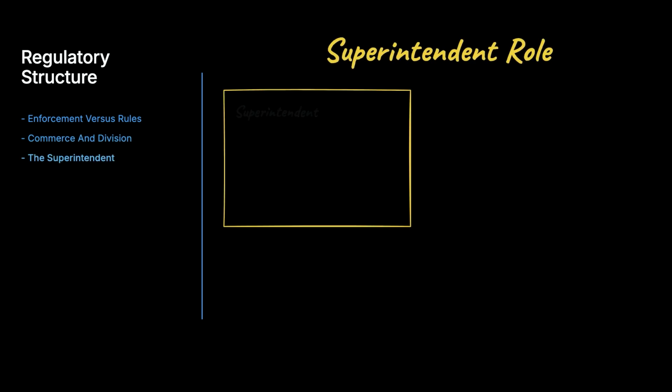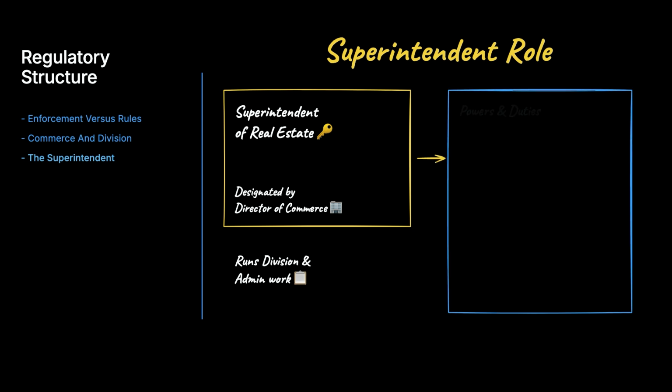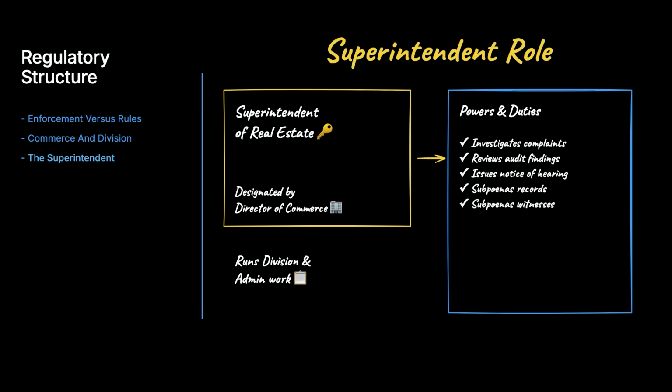Leading the division is the Superintendent of Real Estate, the executive officer who runs the division and the Commission's administrative work. The Director of Commerce designates an employee of the department to serve as superintendent. The superintendent investigates complaints, reviews audit findings, issues the formal notice of hearing, and can even subpoena records and witnesses.